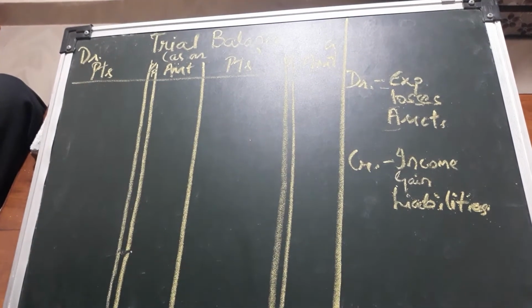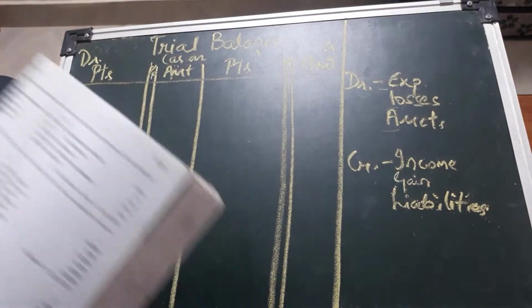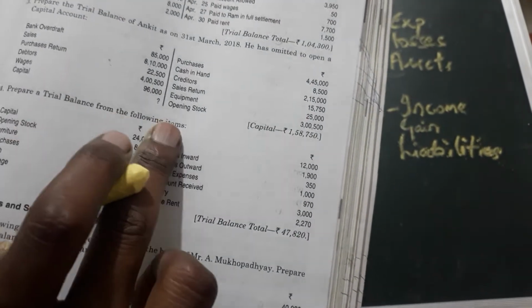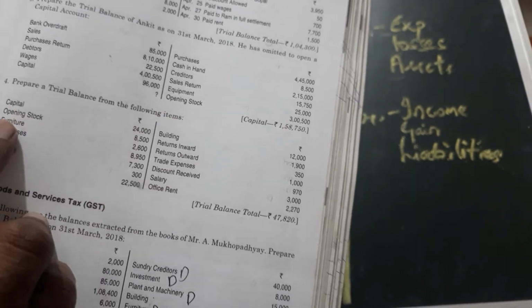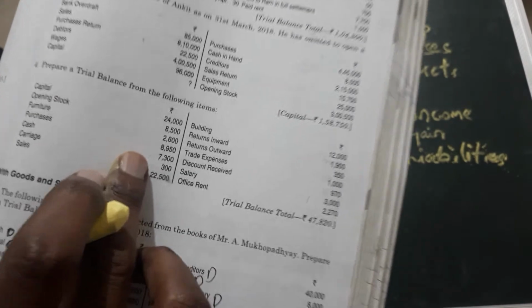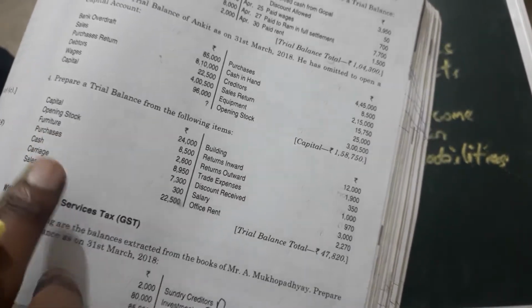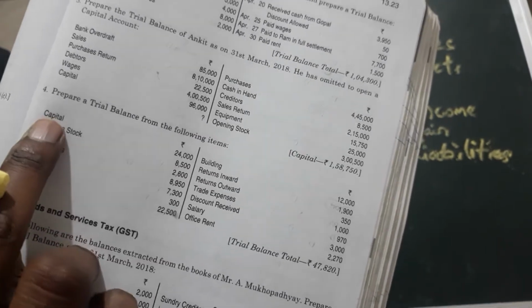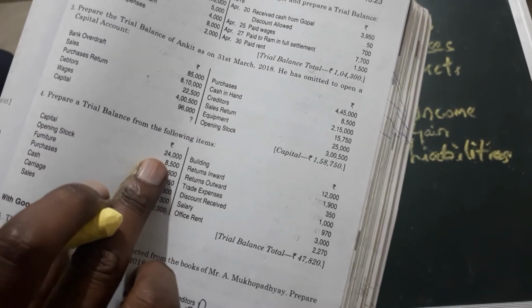Our simple question is this one: prepare a trial balance from the following items: capital, opening stock, furniture. These are all ledger balances that are given, and we are going to prepare a trial balance from this information. Our first item is capital, that is 24,000.